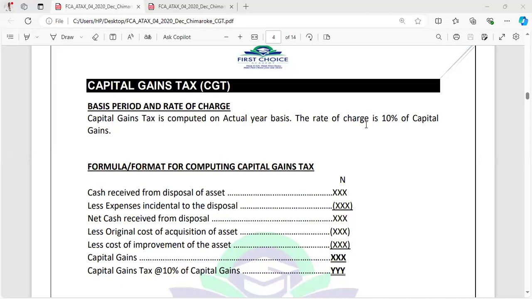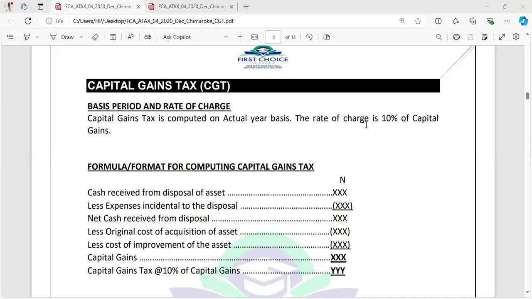Once that is deducted, what you have is your capital gains. This is the gain that you made from the disposal. Then you have to charge 10% of the capital gains as your capital gains tax. So that's easy. So it means that there are three allowable deductions to be made on cash received from disposal. Only three allowable deductions.